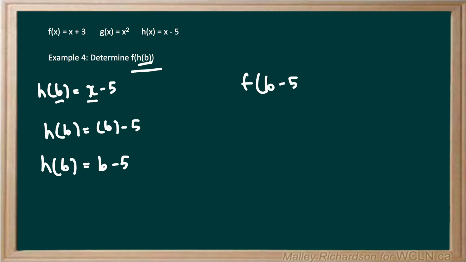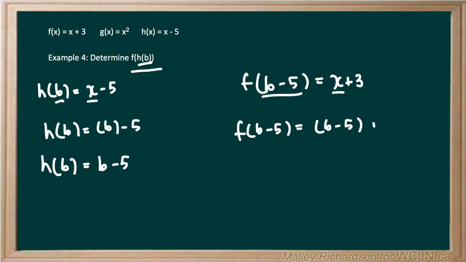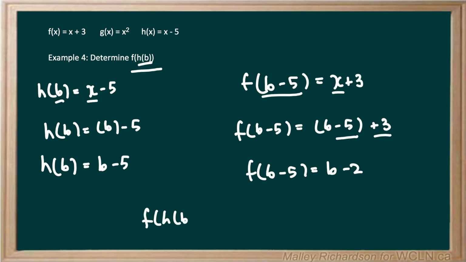So f of b minus 5 is going to equal our f of x function, which is x plus 3. Replace x with b minus 5, and we get f of b minus 5 equals b minus 5 plus 3. Grouping together like terms, we want to add this negative 5 to this positive 3. So we get f of b minus 5 equals b minus 2. So therefore f of h of b equals b minus 2.